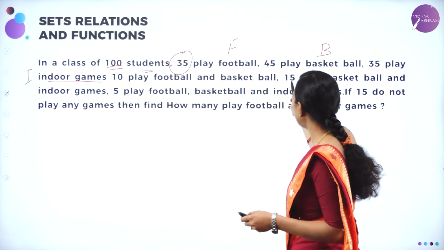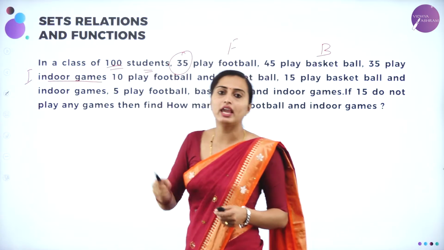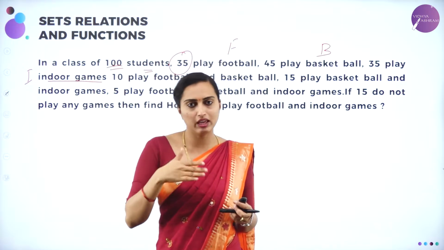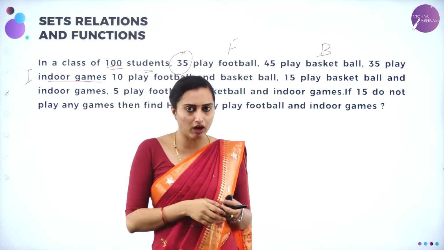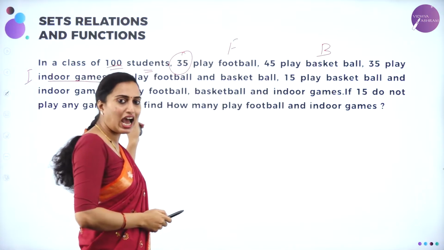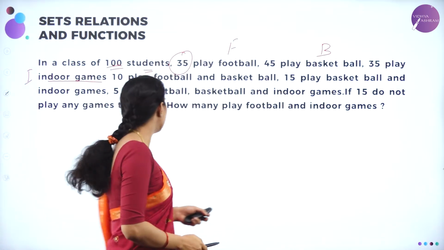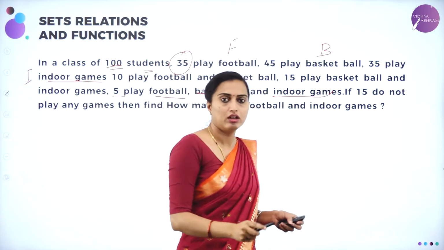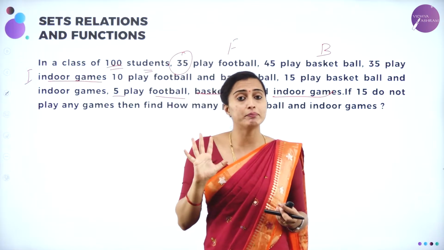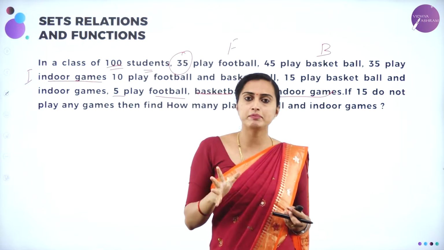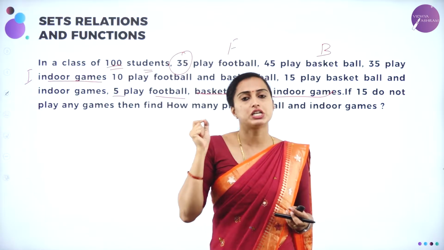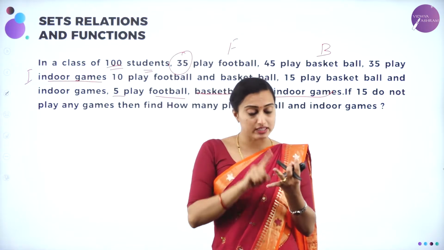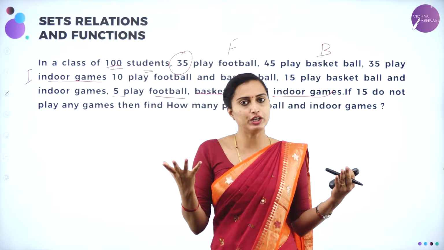And then 15 play basketball and indoor games. Basketball and indoor games means B intersection I. Both they will play, indoor games as well as basketball. So B intersection I is 15. Next, 5 play football, basketball and indoor games. All three, how many members? 5. All 3 means common only. Common means n of F intersection B intersection I. The students who play indoor games, basketball, football, all 3 will be common, isn't it?